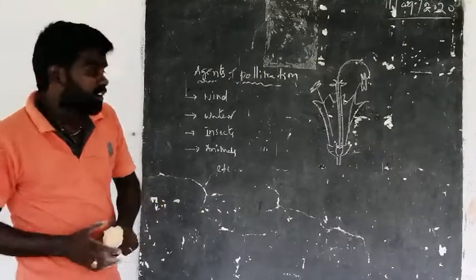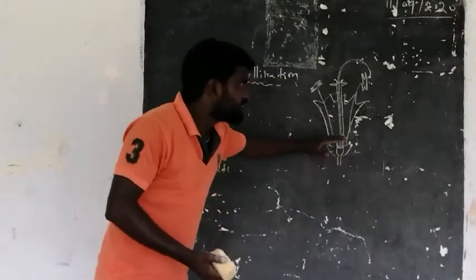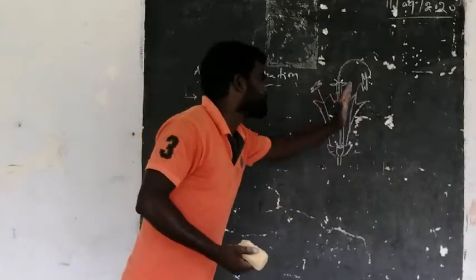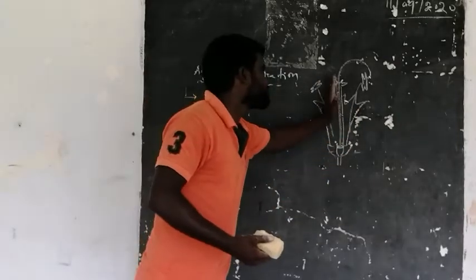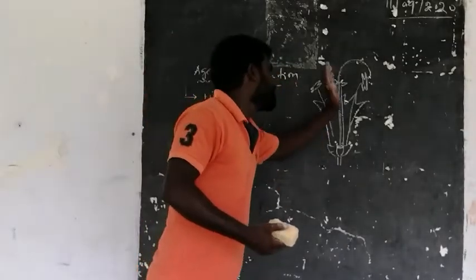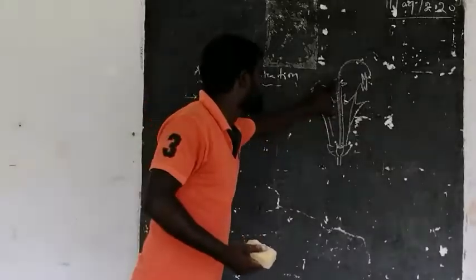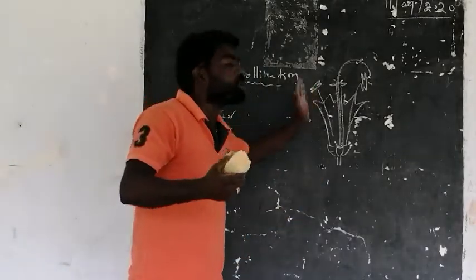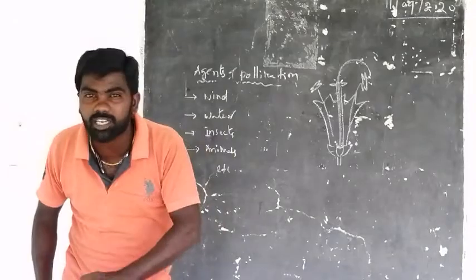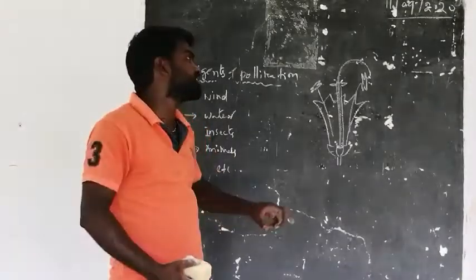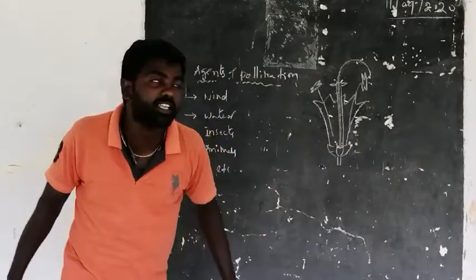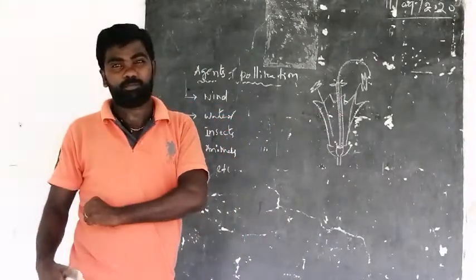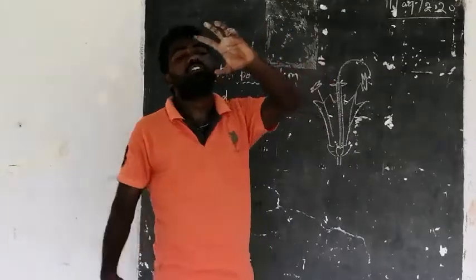The fertilization process occurs. A flower has male reproductive organs, the anthers, and female reproductive organs. Androecium and gynoecium are present. This is gynoecium and this is androecium. What is the purpose of the male and female reproductive organs? For the purpose of fertilization only, these organs are present in the flower.